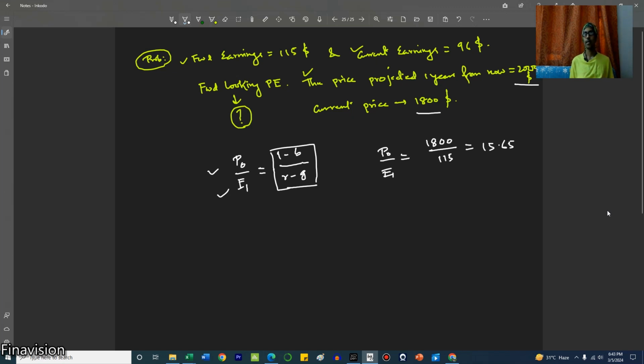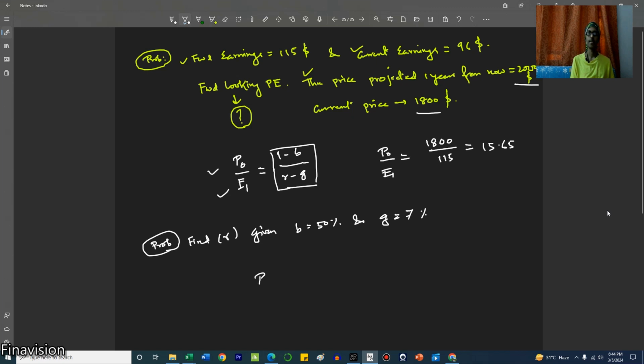Now let's say we have another problem, just an extension of this one only. Find the required rate of return, find R, given retention ratio is 50% and growth rate is 7%. Would you be able to find it, guys? Let's see.